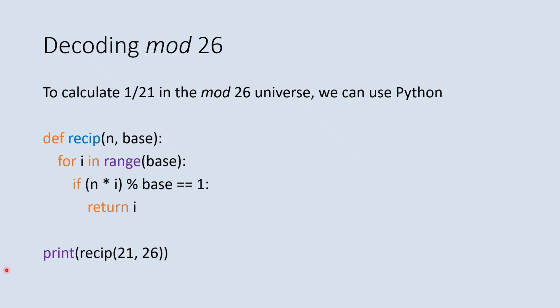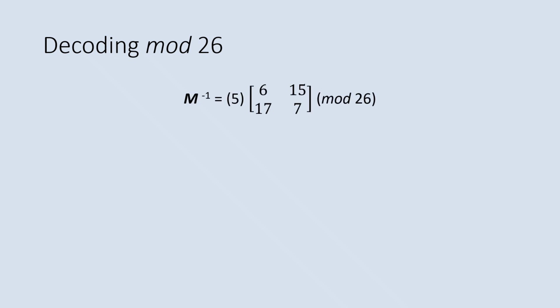And so in this particular case, we can then print this value. What is the reciprocal or the multiplicative inverse of 21 mod 26? You run this and you will see what that multiplicative inverse is. So 1 over 21 in this world is 5, and then negative 9 is 17, negative 11 is 15, and so the inverse of our matrix becomes this matrix 4, 23, 7, 9.